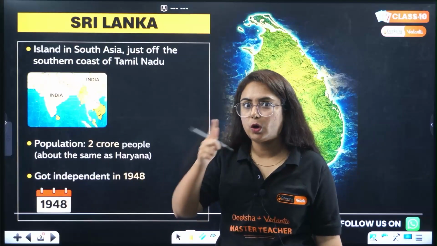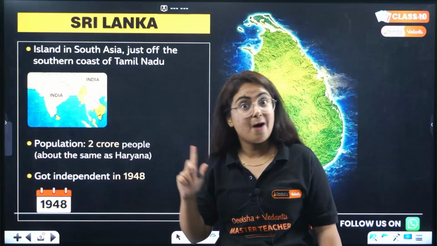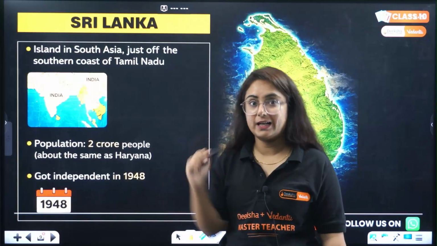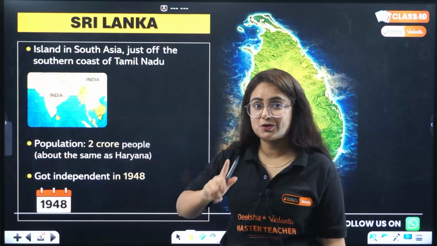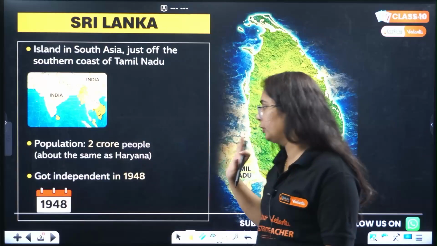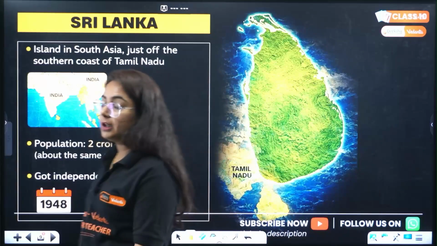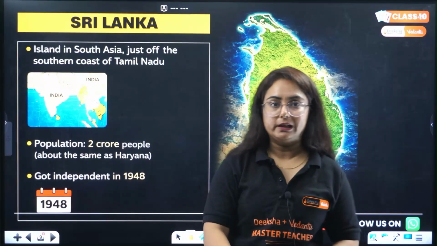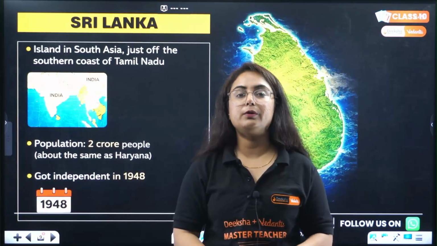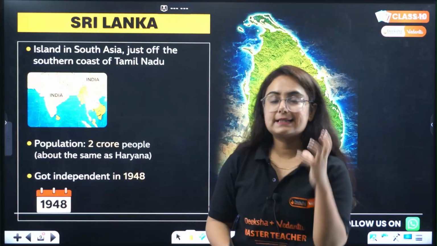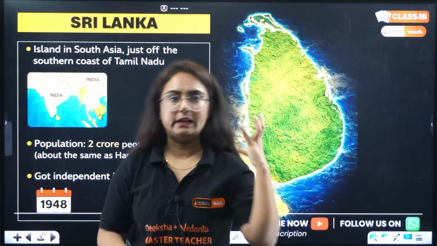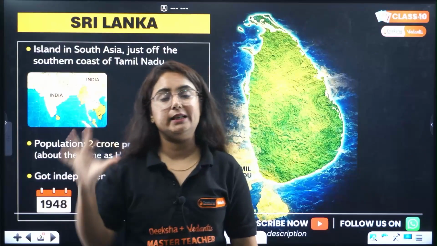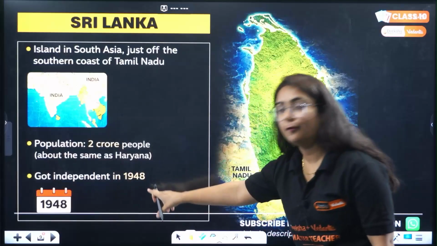Now the question is, what was the population of Belgium? Half of the state of Haryana. Here the population is equal to the state of Haryana. Do not get confused, bacha. This is where the students get confused, okay? It's 2 crore people. Now when we talk about the history of Sri Lanka, as we were part of colonialism, part of the British government, similarly Sri Lanka was also colonized, and it got independent just 1 year after India, that is in the year 1948.